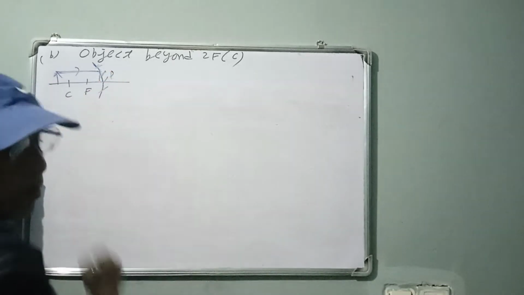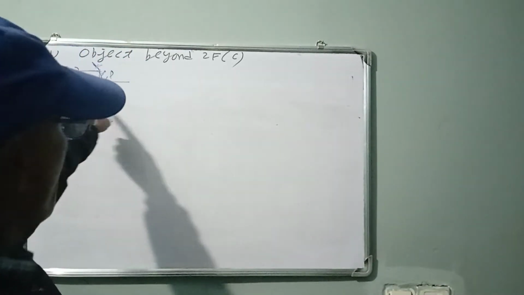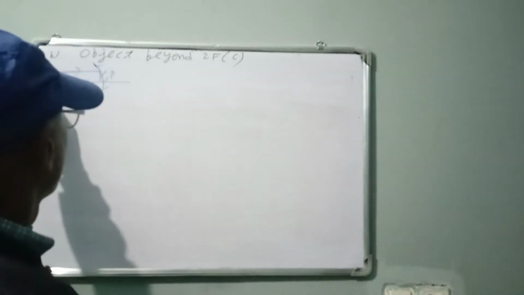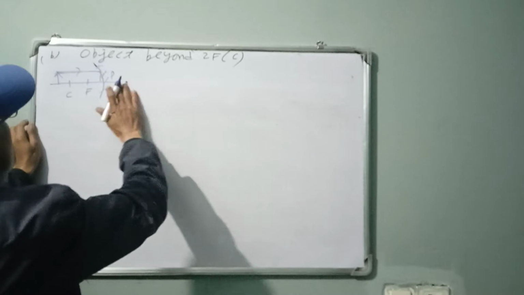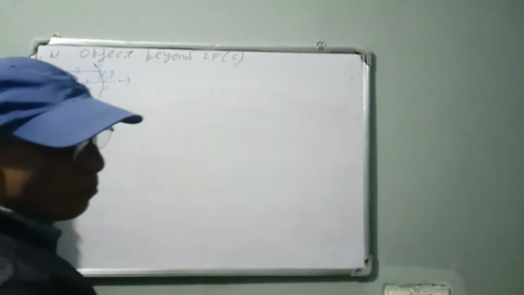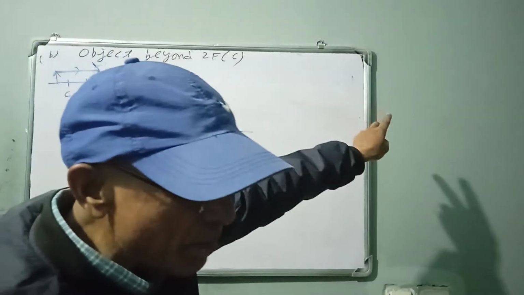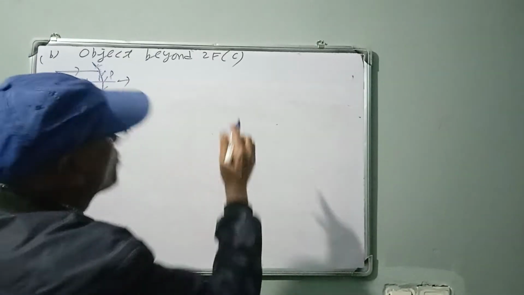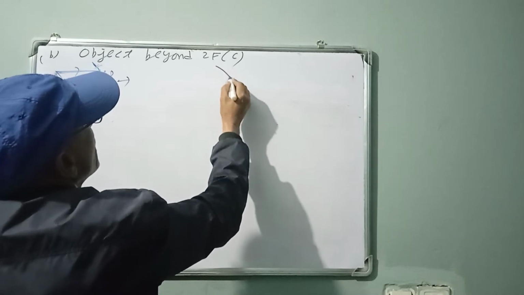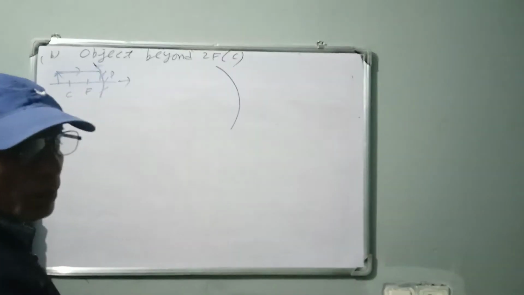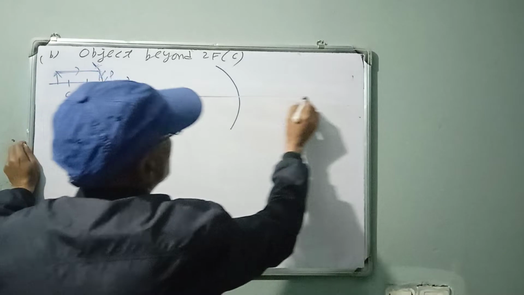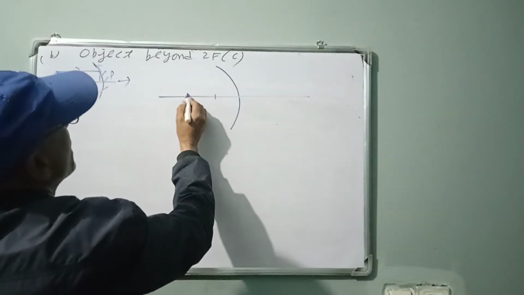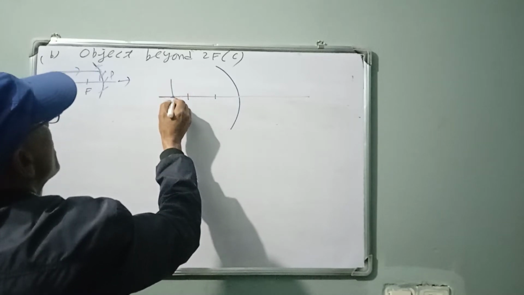This is the pole. See, study the diagram and complete it. Focus, center, the object is away from the center. Object beyond twice F, image between F and twice F. See, the technique is, first of all, concave mirror, principal axis, focus F, center C. The object is here.